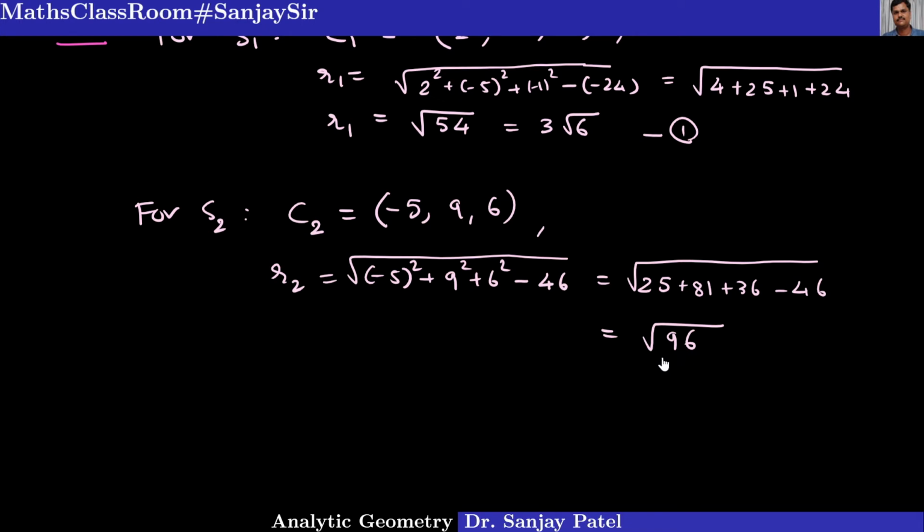And this also we can simplify further. And it is equal to 16 times 6 is 96. So it is 4 root 6, taking 4 outside of the square root sign, 16 outside of the square root sign. So R2 is equal to 4 root 6. So this is the value of R2.